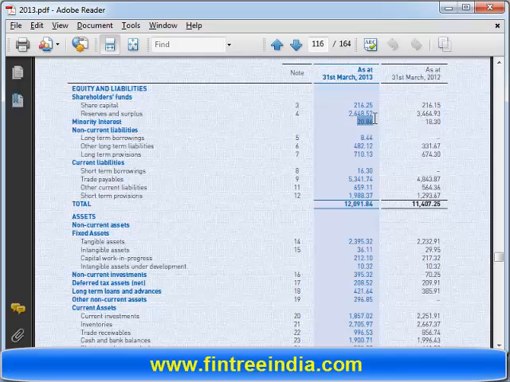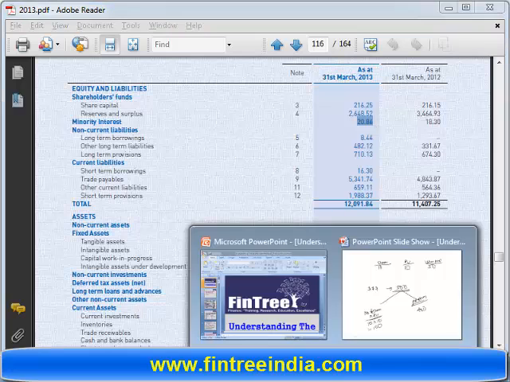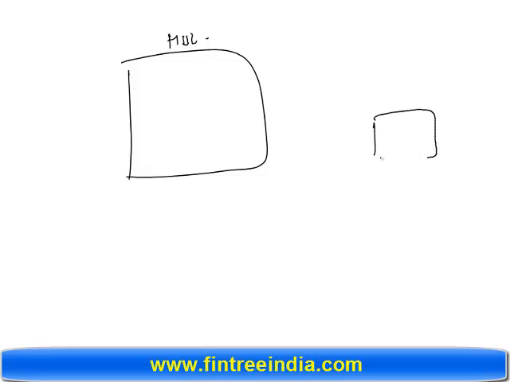Correct. It is the interest of outsiders in the subsidiaries. Okay, so what does it mean? Let us say this is Hindustan Unilever, and this year it has decided to acquire a smaller company. In this smaller company, Hindustan Unilever acquires a stake of 80%.